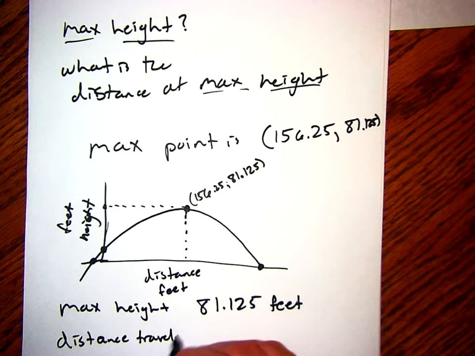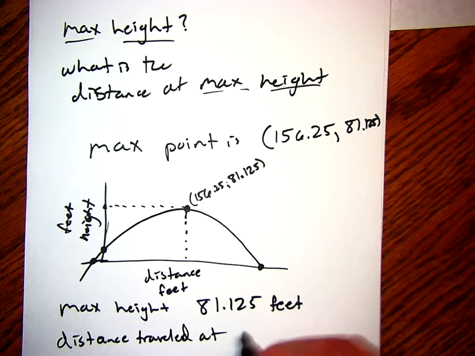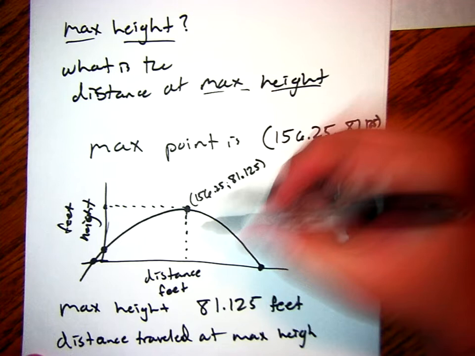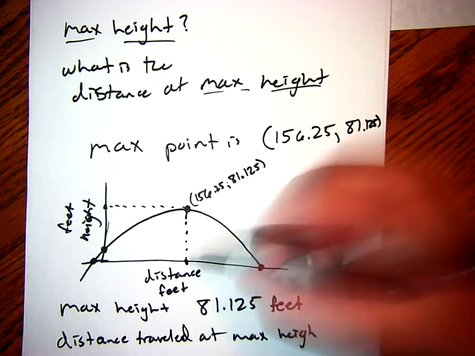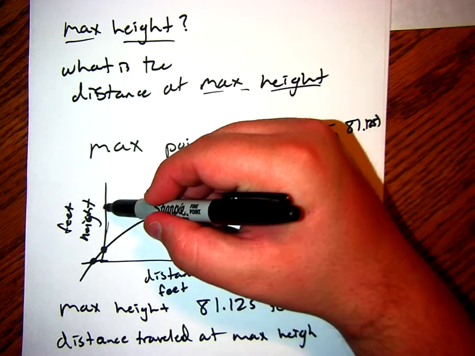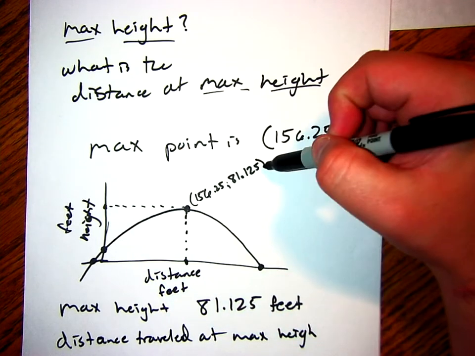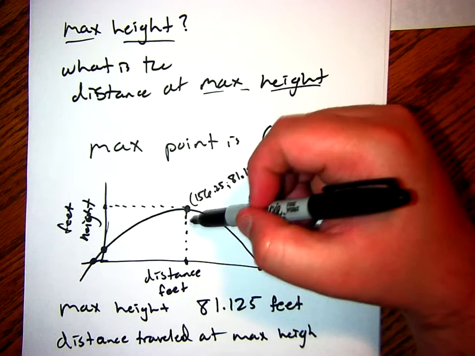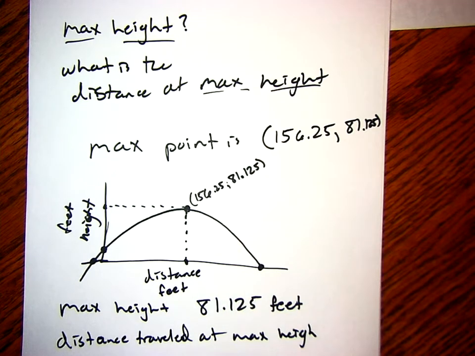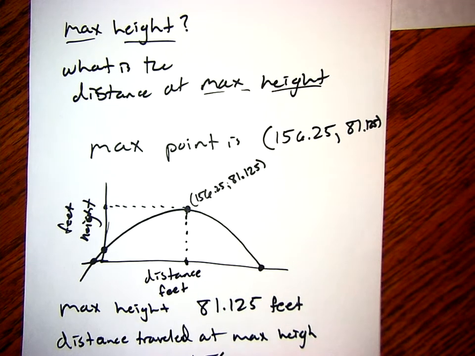The second question is, what is the distance traveled at max height? So you're still talking about the same point. If you look here, the distance is this point. It's the x value. So if this is 81.125 feet, then the distance is going to be what? 156.25 feet.